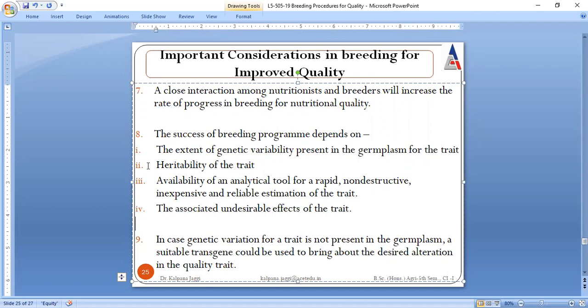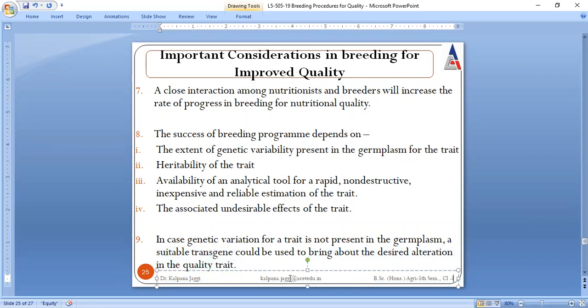And the last important genetic consideration is, if genetic variation for a trait is not present in the germplasm, then what to do? Then a suitable transgene could be used to bring about the desired alteration. As I discussed in recombinant DNA technology, the desired gene that is introduced into the vector is said to be the transgene.